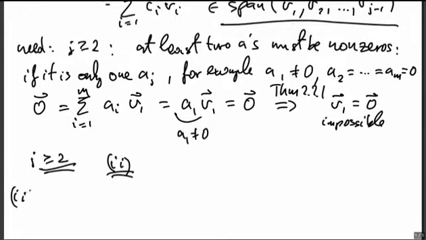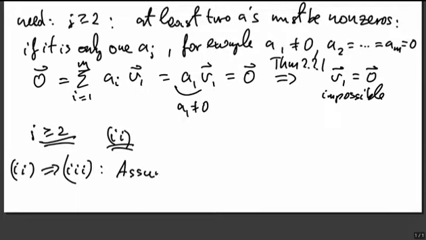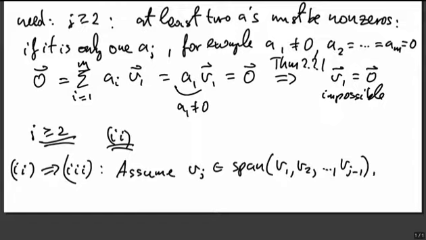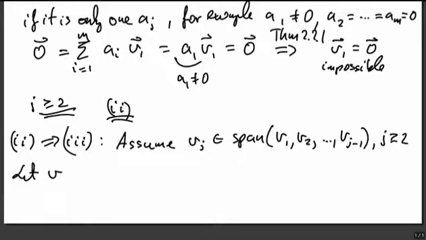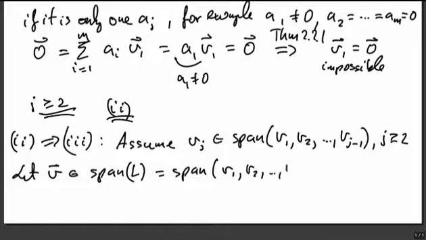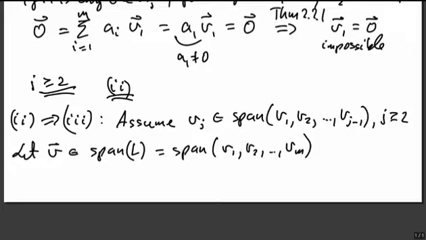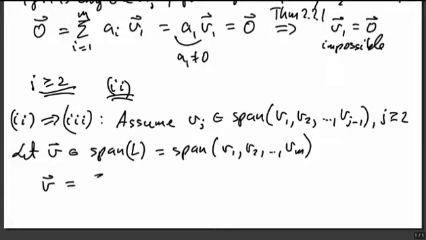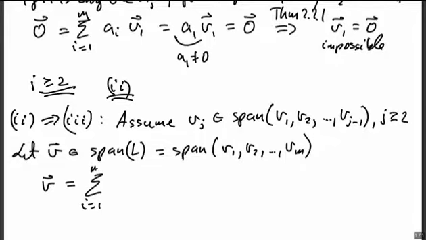Next we show that 2 implies 3. So the second one, we assume that vj is in the span of v1, v2, up to vj minus 1, the previous ones, and also that j is greater than or equal to 2. Then let v vector be an element in the whole list span, which is the span of all the vectors v1, v2, up to vm. So this is true if and only if, by definition, v equals the sum as i goes from 1 to m of linear combinations ai vi.